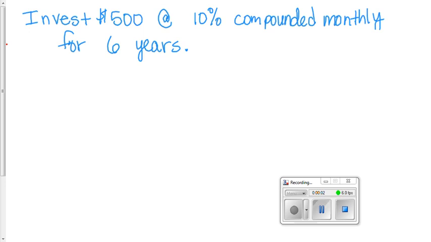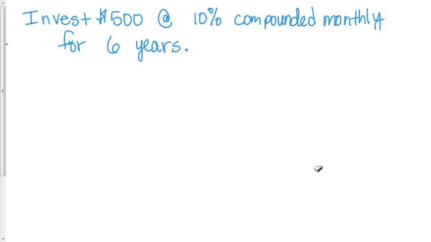Section 5.3 deals with exponential functions again. This time it's going to be more in the form of story problems and questions involving investments and things. So our first example here is investing $500 at 10% compounded monthly for 6 years.